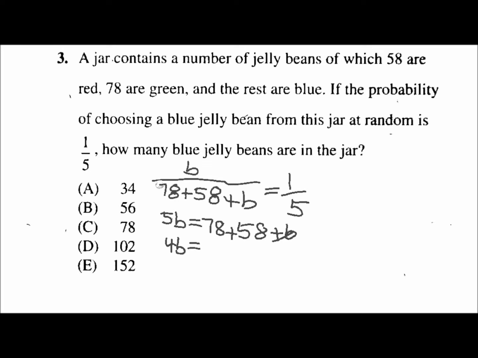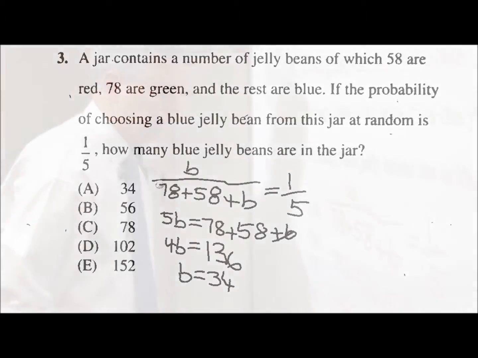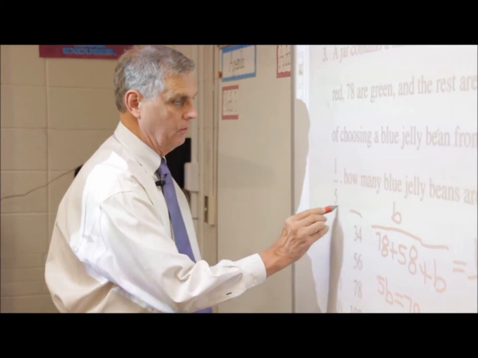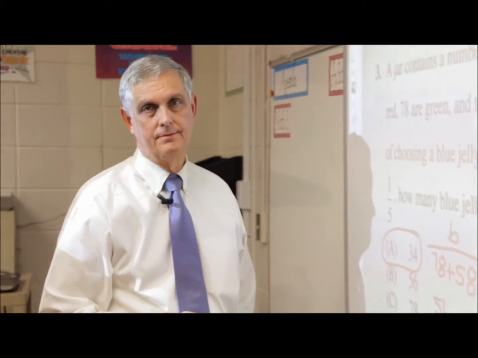And 78 added to 58 is 136. And now we divide both sides by 4, and we get that b equals, 4 goes into 13 3 times, and into 16 4 times. 34 is our answer, so we would circle A.